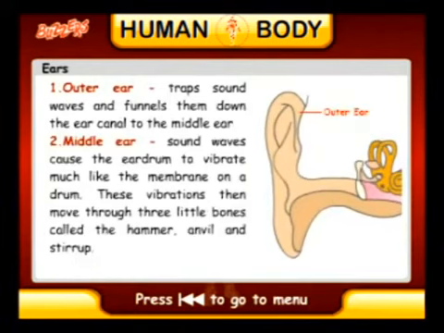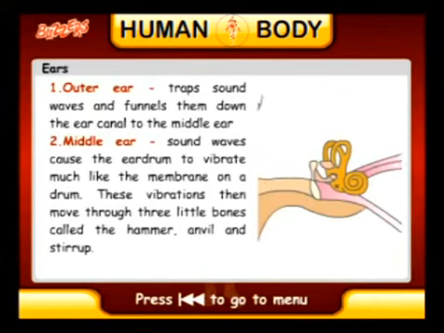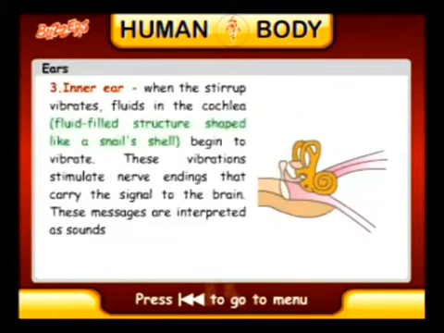Outer ear traps sound waves and funnels them down the ear canal to the middle ear. Middle ear. Sound waves cause the eardrum to vibrate much like the membrane on a drum. These vibrations then move through three little bones called the hammer, anvil, and stirrup. Inner ear. When the stirrup vibrates, fluids in the cochlea begin to vibrate. These vibrations stimulate nerve endings that carry the signal to the brain. These messages are interpreted as sounds.